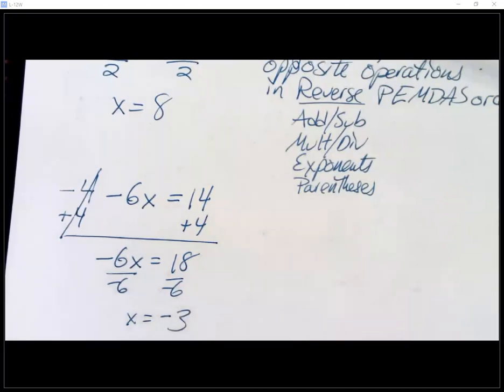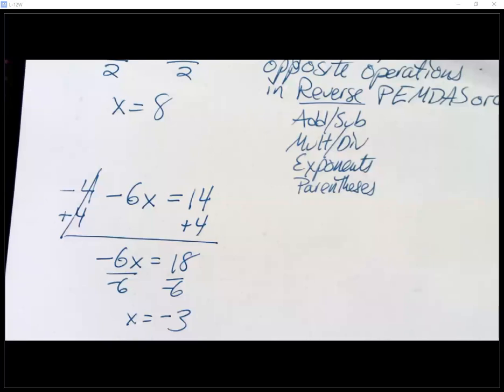You can check your answer. You can take -3 and go back in. -6 times -3 would have been a +18. A +18 with a -4 does, in fact, get me to a +14. Sometimes checking them gets more and more complicated, though, as the original equation is more and more complicated. So just watch out for that.